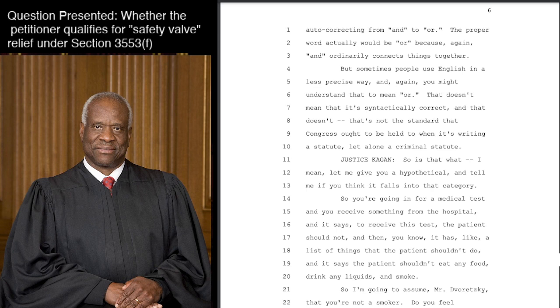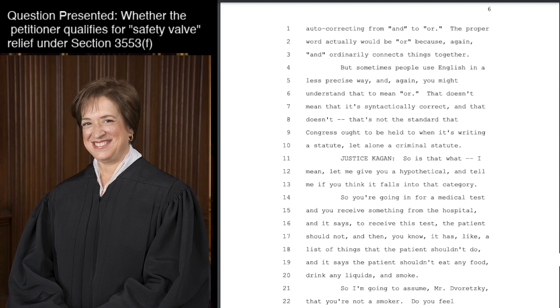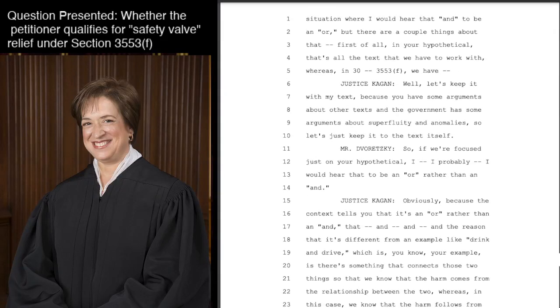Let me give you a hypothetical and tell me if you think it falls into that category. So you're going in for a medical test, and you receive something from the hospital, and it says to receive this test, the patient should not, and then it has a list of things that the patient shouldn't do, and it says the patient shouldn't eat any food, drink any liquids, and smoke. So I'm going to assume, Mr. Dvoretsky, that you're not a smoker. Do you feel perfectly able to eat and drink as much as you want? Because you don't smoke. No, and that is a situation where I would hear that "and" to be an "or."